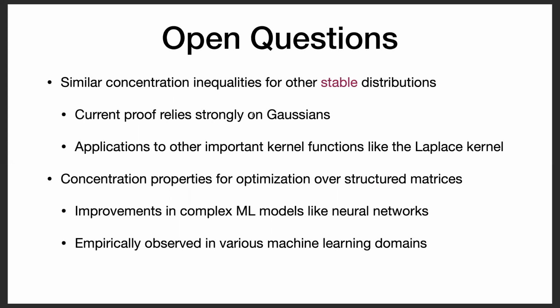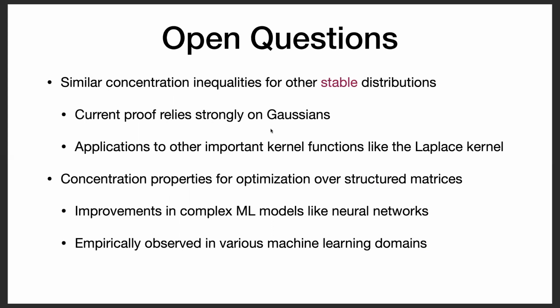And in terms of applications, this result would have applications to other important kernel functions like the Laplace kernel. So our result only applies for the Gaussian kernel that we saw at the beginning of the talk, but it would be nice to see similar sort of advancements for other important kernels.